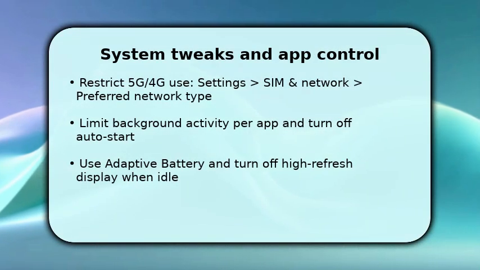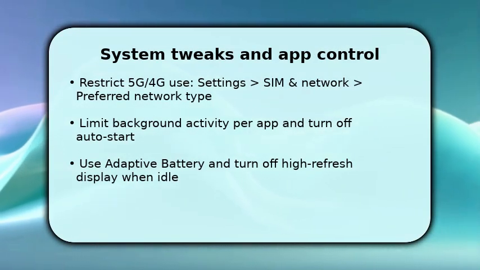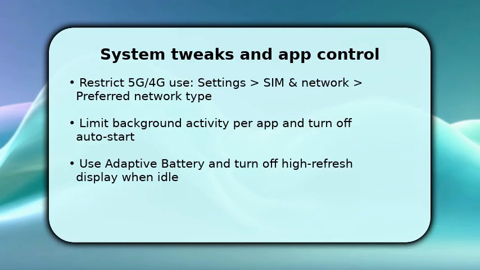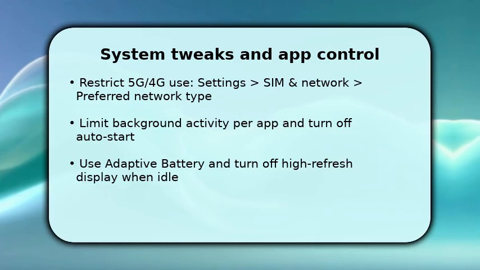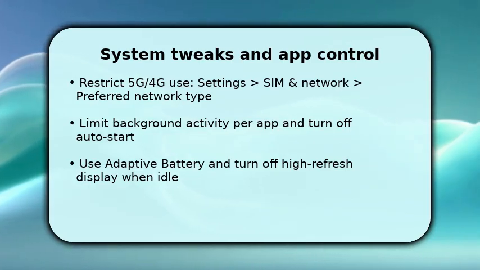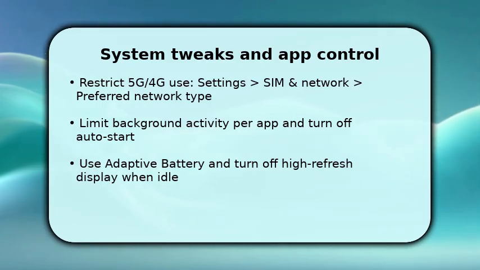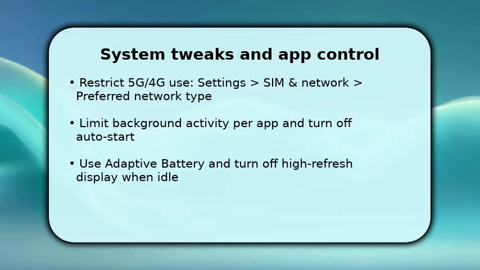Now you'll reduce ongoing drains. Start by limiting network radios. Switch preferred network to 4G or auto 4G/5G only when needed to save cellular power. Then, go into apps, pick heavy users and restrict background activity and auto start. This prevents constant wake-ups. Enable adaptive battery so the system prioritizes your most used apps.